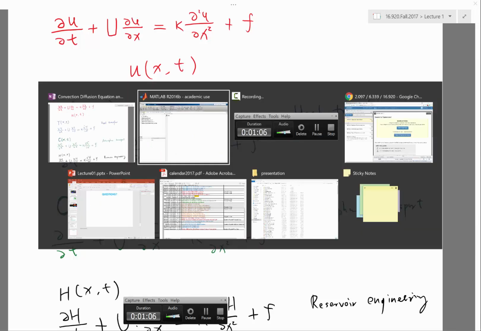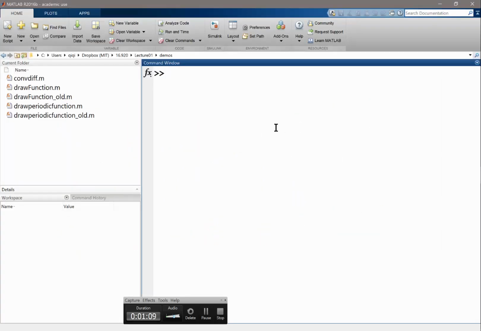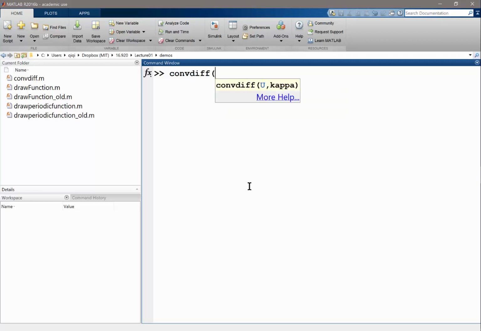Right? So let's take a look at the behavior of this equation in MATLAB. So here, I have a code that solves the convection diffusion equation numerically, where you can specify a constant U and a constant kappa. Okay, and for example, I'd like one of you to volunteer, come up and draw me an initial condition for the function. Basically, initial condition means the solution at time zero as a function of x. Okay, and specify U and kappa, and let's look at how the solution would evolve.